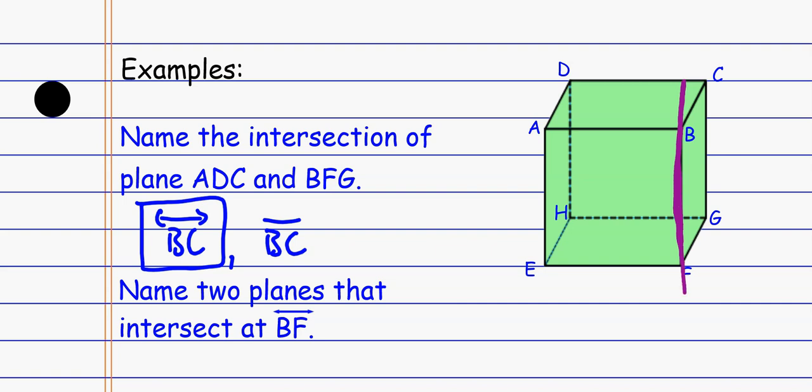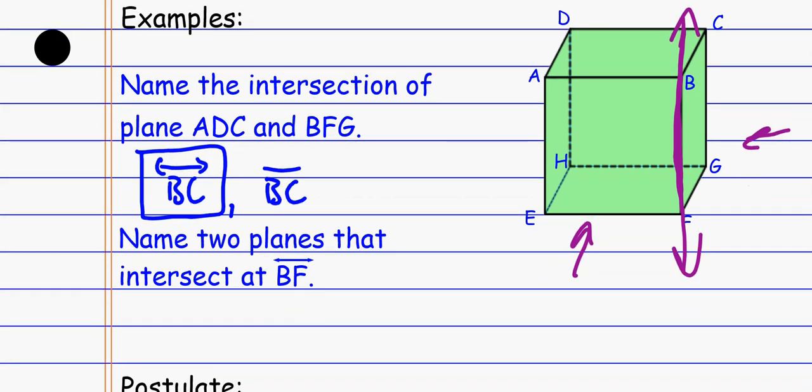And so again, there's BF. Which 2 sides of the box come together at BF? Well, it's the front side and this right-hand side. So I just have to label those planes. So I would say, well, that's going to be plane... let's see, the front one is ABF or something like that.